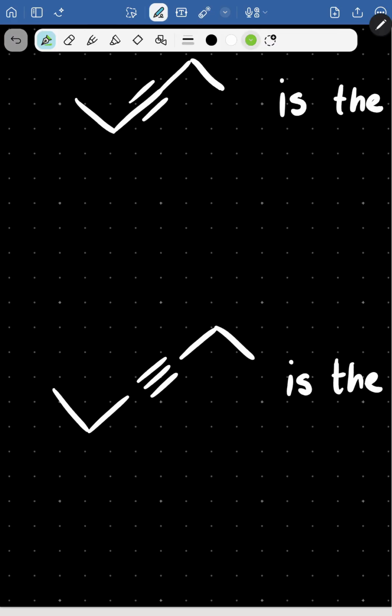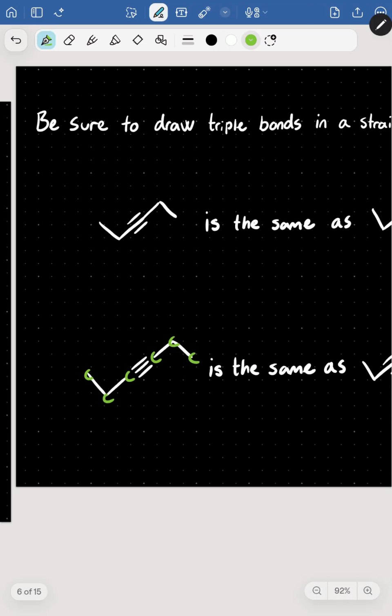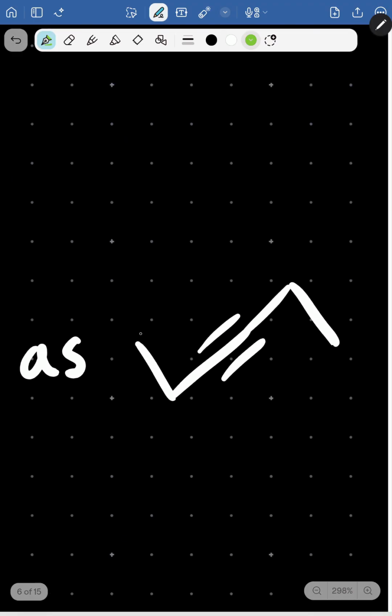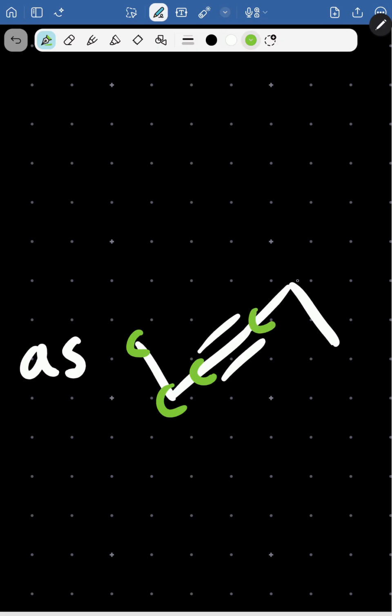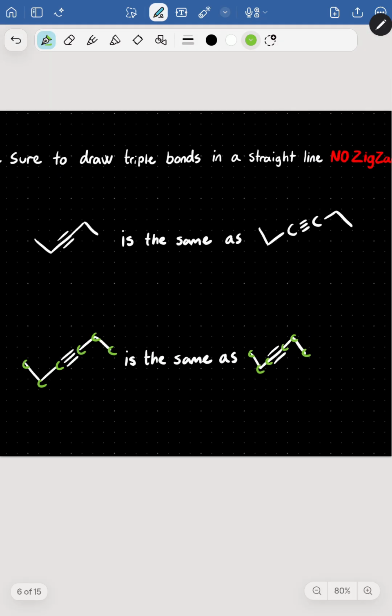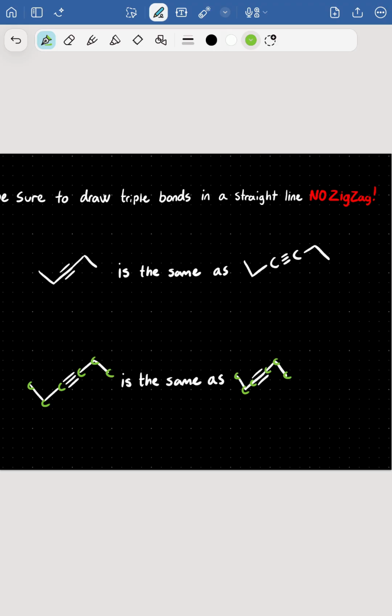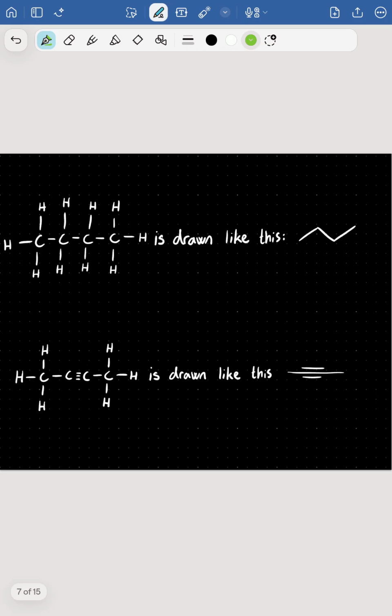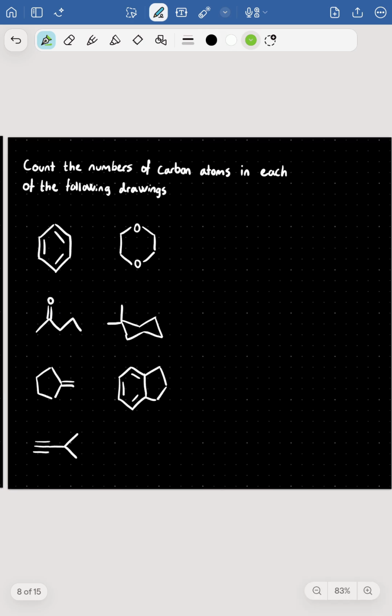So let me count the carbon here. 1, 2, 3, 4, 5, 6. So it will be like 1, 2, 3, 4, 5, 6. So both styles are correct. Gap or no gap, same molecule, same chemistry, same emotional damage, all that. And so don't let triple bonds scare you. They're not dangerous, they're just dramatic. Once you see a straight line, your brain should just instantly say, okay, triple bond, I'm fine. Now that we got that over, let's do some exercises.